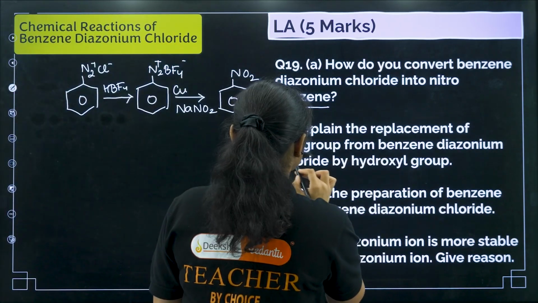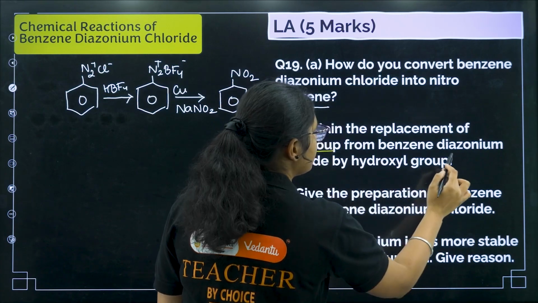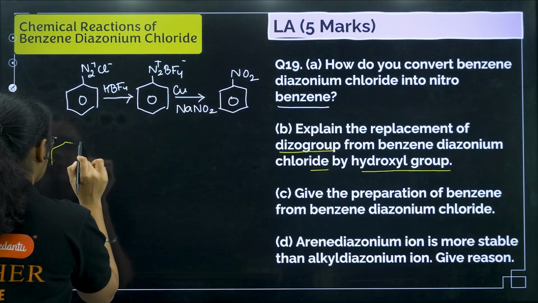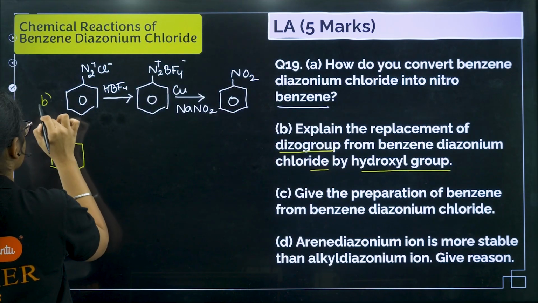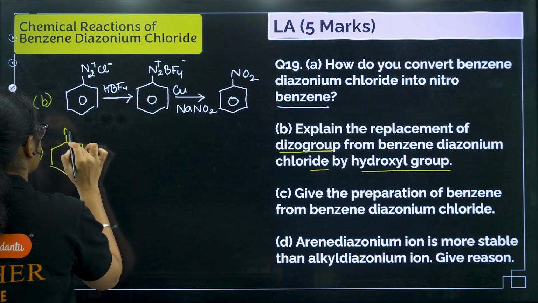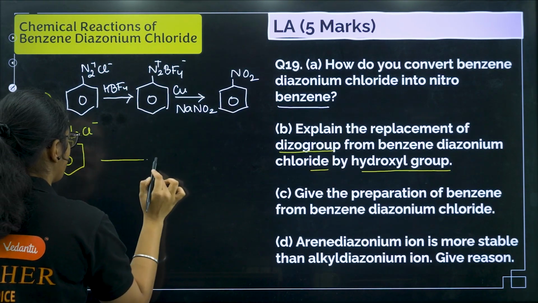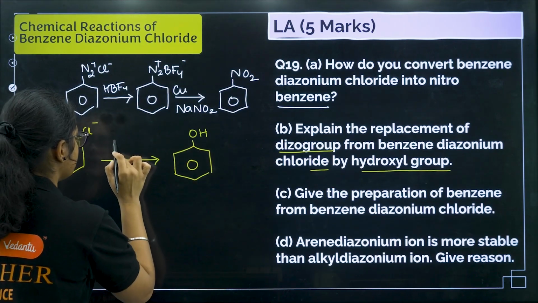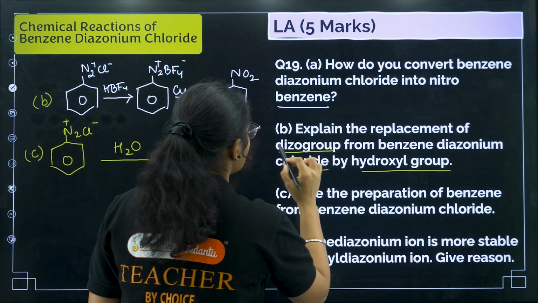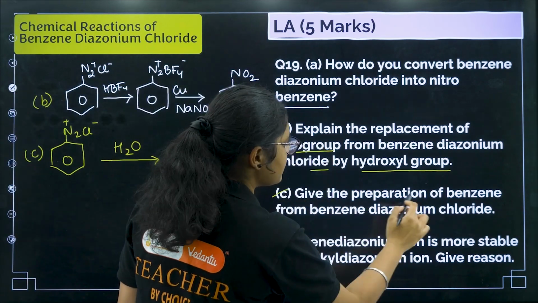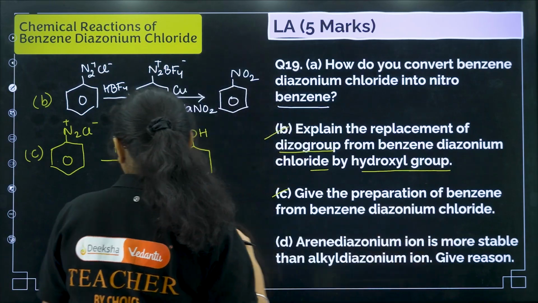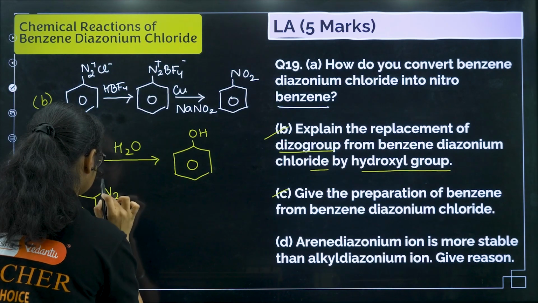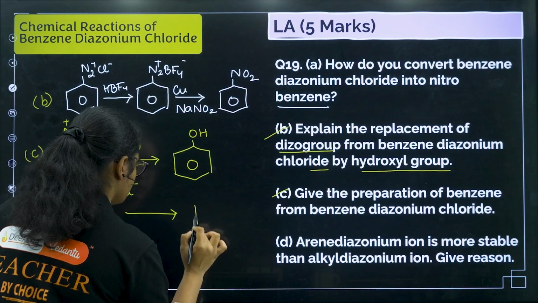Next, explain the replacement of diazo group from benzene diazonium chloride by hydroxyl group. Okay, so if I want to get the hydroxyl group, this is option B, this is C. If you have N2 plus and Cl minus and you want to replace it with hydroxyl group, that is OH, this one will be done in presence of water. Next is C, give the preparation of benzene from benzene diazonium chloride. So if I want to prepare benzene from benzene diazonium chloride, I want benzene here.